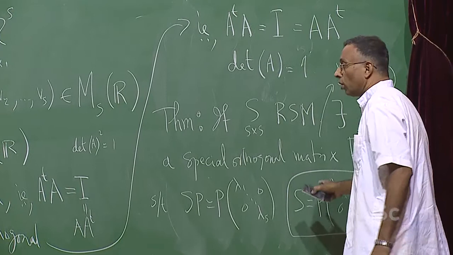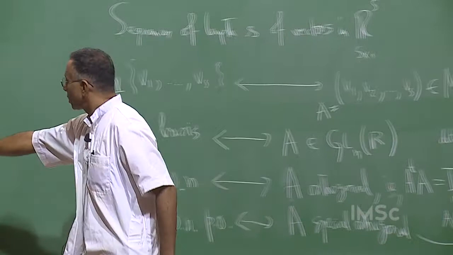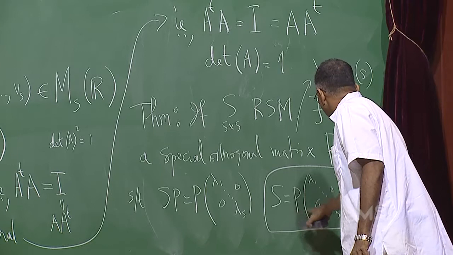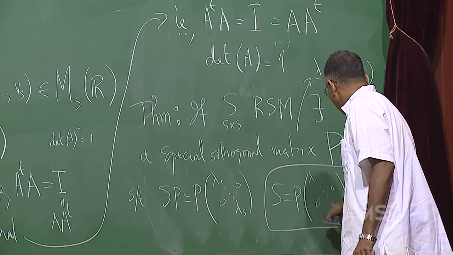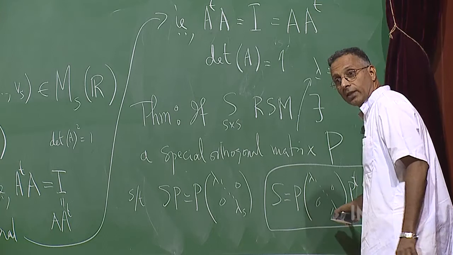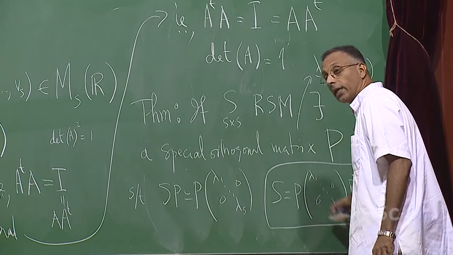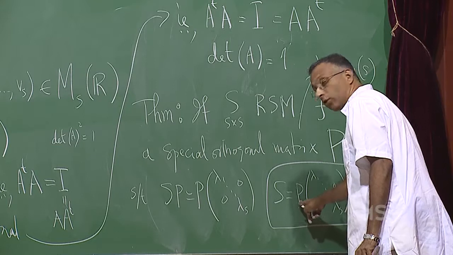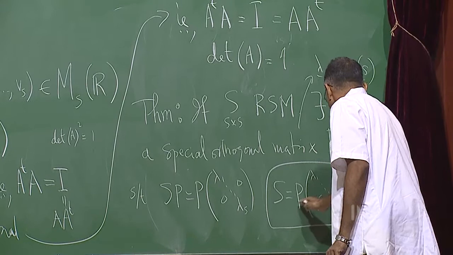So look at this. If S is my RSM such that the spectrum is equal to lambda, then I know that there is a special orthogonal matrix such that this is true. Conversely, if there is a special orthogonal matrix such that this equation is true, then you can easily check that, because P is special orthogonal, you can take the transpose of this. The diagonal matrix is symmetric, so that doesn't change, and P becomes P transpose. So in other words, if I take something of this kind with P special orthogonal, then this is symmetric.